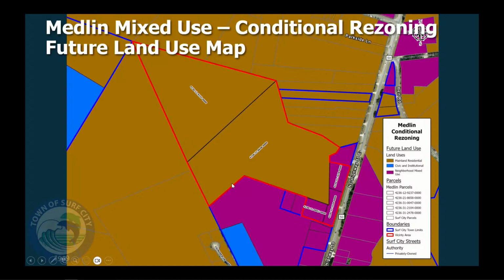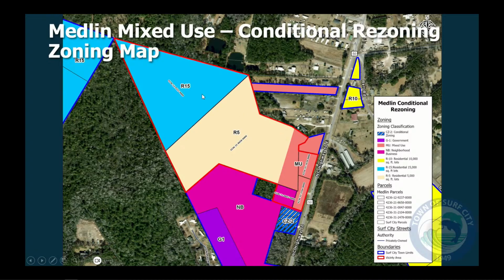Backing up to the future land use plan, this property, along with the properties to the north and west, are identified as mainland residential. However, the 3 parcels along NC 50, and if I failed to mention that, I apologize, this project is located on NC 50 near the intersection of Belt Road. 2 of the larger tracts in this proposal are identified as mainland residential. However, the 3 smaller tracts along NC 50 are identified as neighborhood mixed use. Again, back to the zoning, the current zoning is R15, R5, mixed use, and neighborhood business.